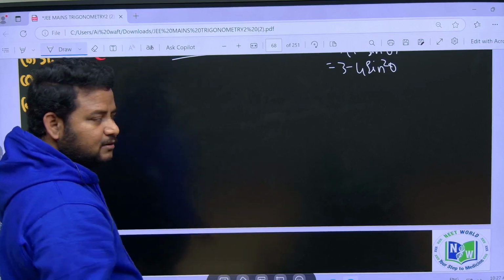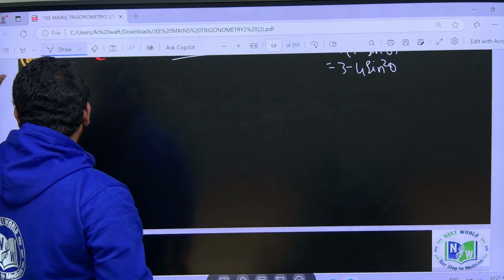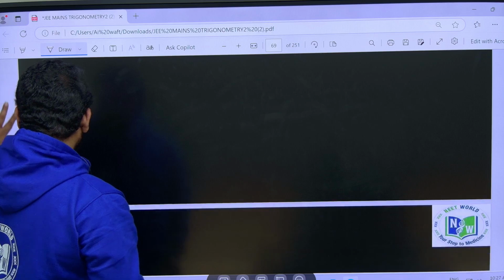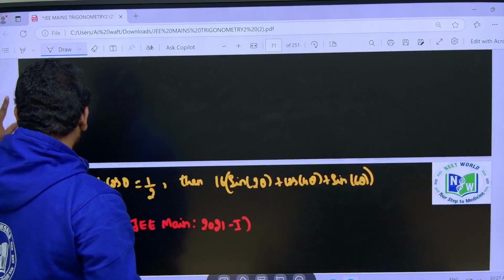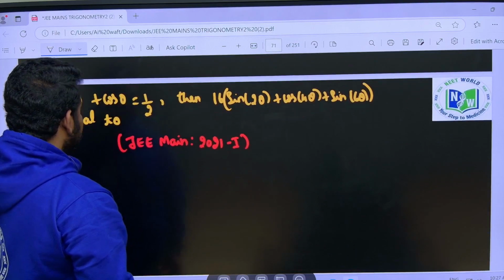Okay, this is simple, but you should know the triple angle formula. Once I teach that concept, then we will come back and do this. No problem. Okay, so look at this question.